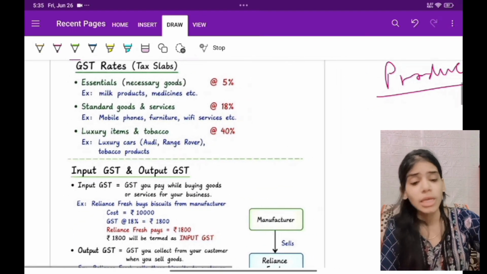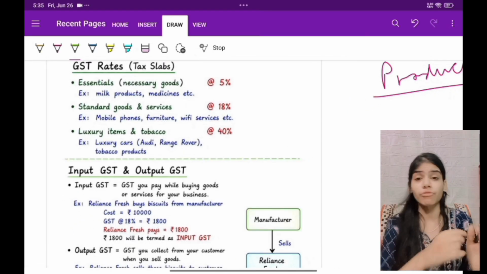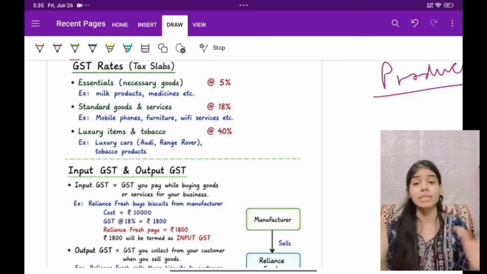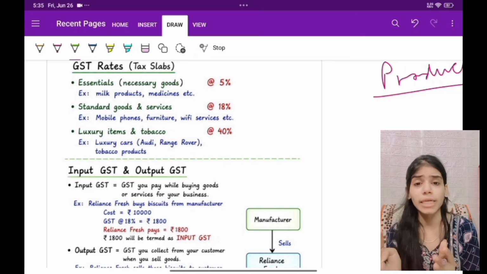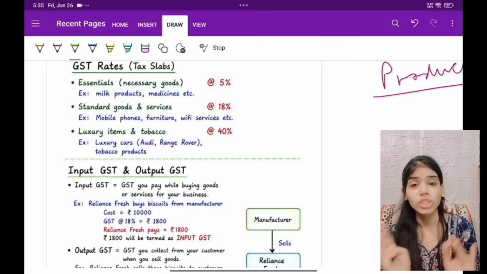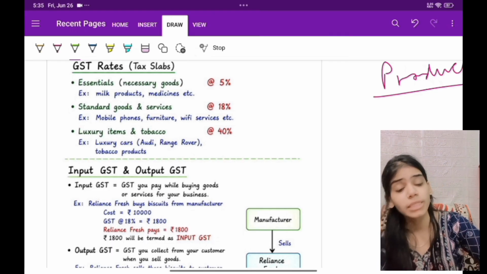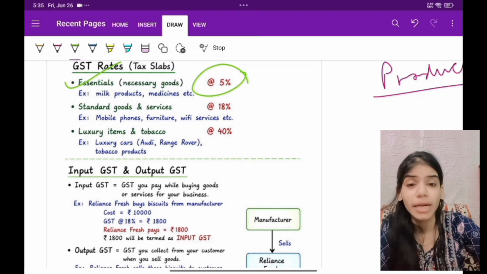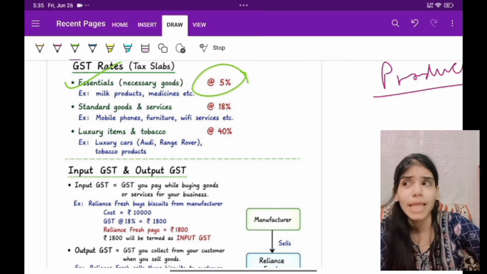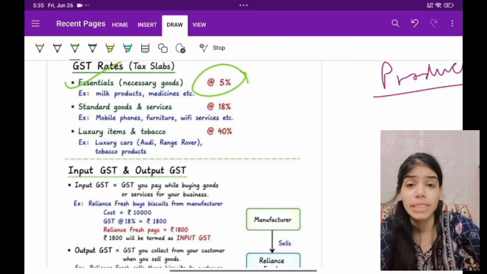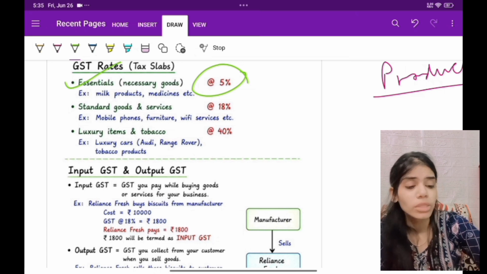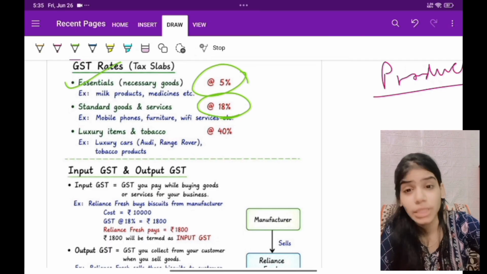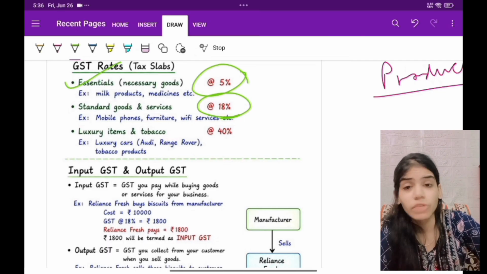First is GST rates. Now when we talk about GST rates, there are different GST rates for different products. Now when we talk about essential items, that is necessary goods, like milk, grocery items or medicine, the percent of GST charged for these goods is 5%. For essential items, GST charge is 5%. Now we will move further to standard goods or standard services. Now standard goods means like mobile phones, furnitures, ACs. In case of all these goods, 18% GST will be charged. Or for services like, for example, Wi-Fi service, 18% of GST will be charged.